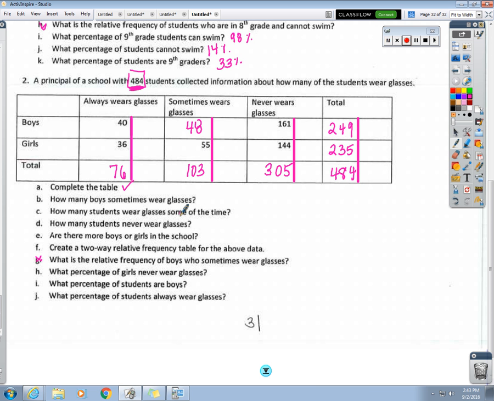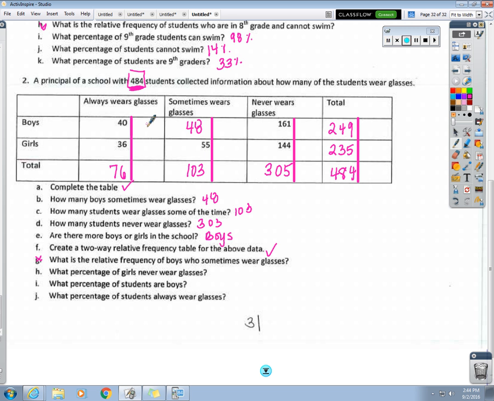Okay? So now let's answer these questions. We completed the table. How many boys sometimes wear glasses? How many students wear glasses some of the time? How many students never wear glasses? Are there more boys or girls in this school? Now we've got to create a two-way relative frequency table for the above data.